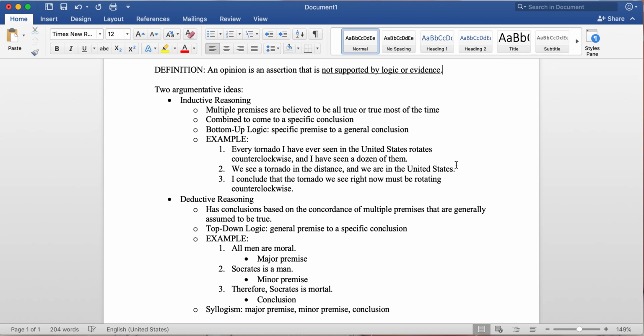This is structured in a three-step argument called a syllogism, and I have that down here for you. The three steps are the major premise, the minor premise, and the conclusion, again, right here. All men are mortal is the major premise. Socrates is a man is the minor premise, and therefore Socrates is mortal is the conclusion.